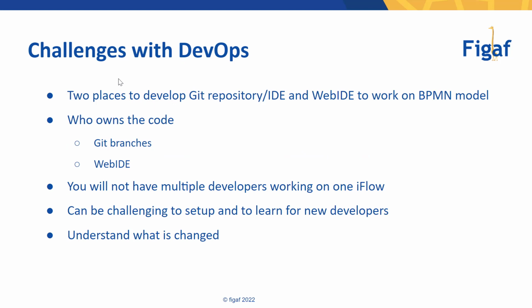So one of the things that I do find a little challenging with setting up a DevOps process is that you would have two places where you would be developing, and probably the guy that said they were using DevOps can attest to some of this. You'd have the Git branch and you'd have the Web IDE, and who owns what? How do we actually handle this?